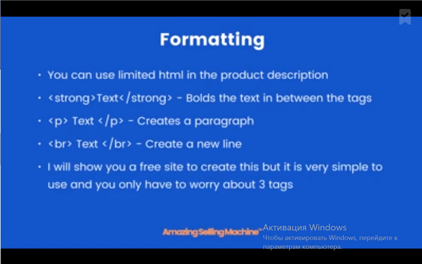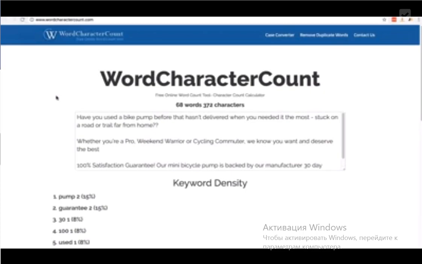Now I will show you a free site to create this, but it is very simple to use and you only have to worry about 3 tags. Now, unlike the title and the bullet points, I'm not going to walk you through creating the entire description because it would take far too long for me to walk through every step. But I am going to show you some examples of bad, average and good product descriptions, and I'm also going to show you how to format using an online tool.